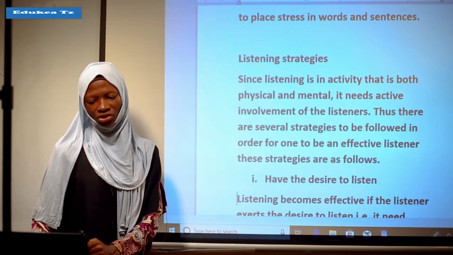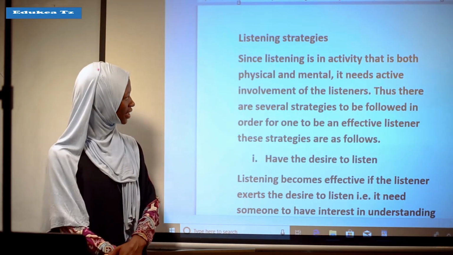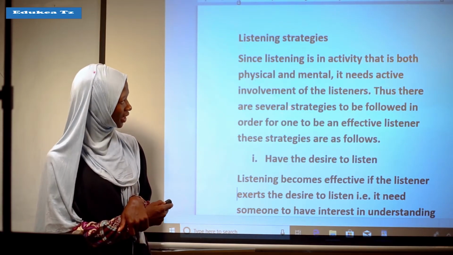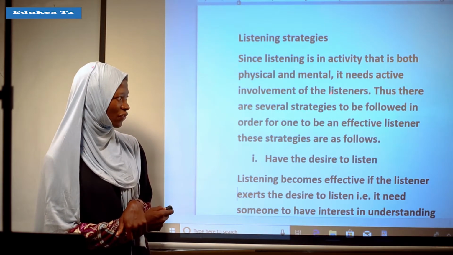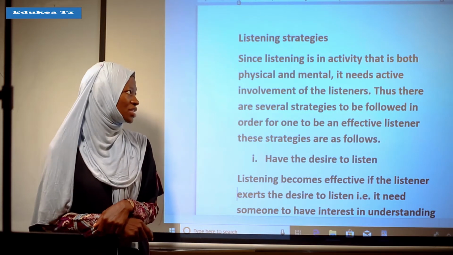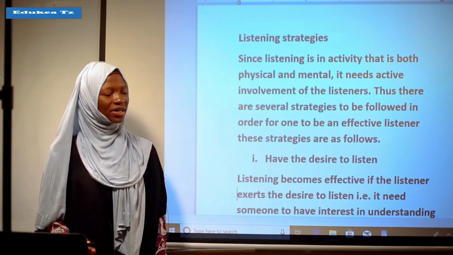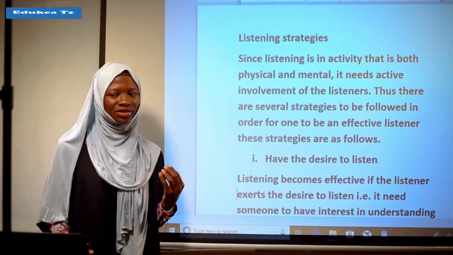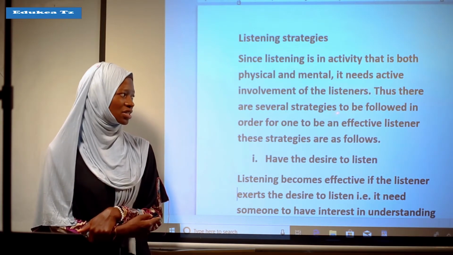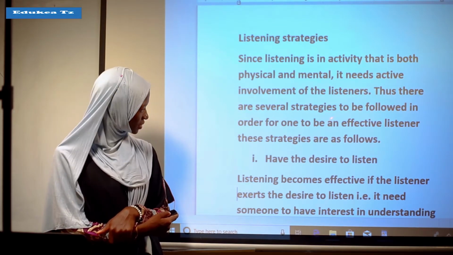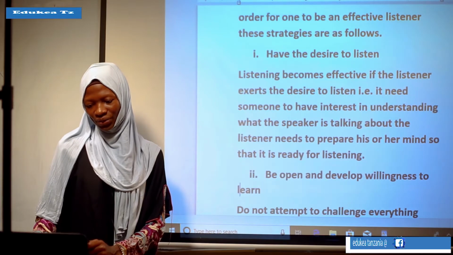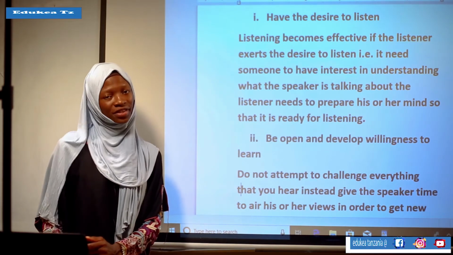Now, after seeing the short introduction about listening skills, let's see what the strategies of listening are. Since listening is an activity that is both physical and mental, it needs active involvement of the listeners. Physical here means the ears, and mental is the brain. So there is a need for the listener to have listening strategies.